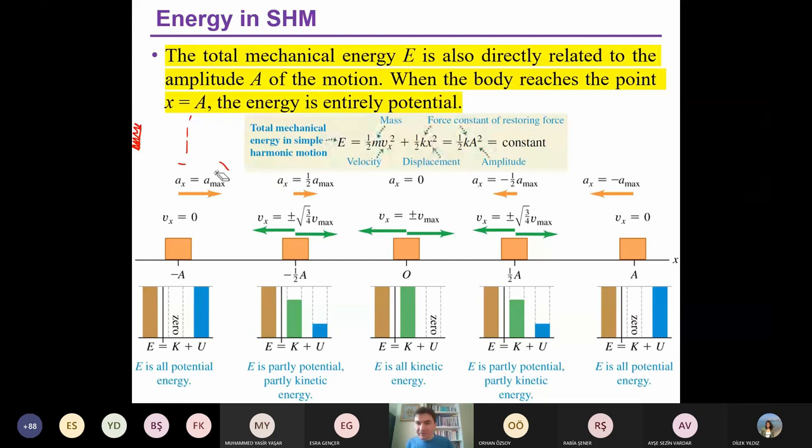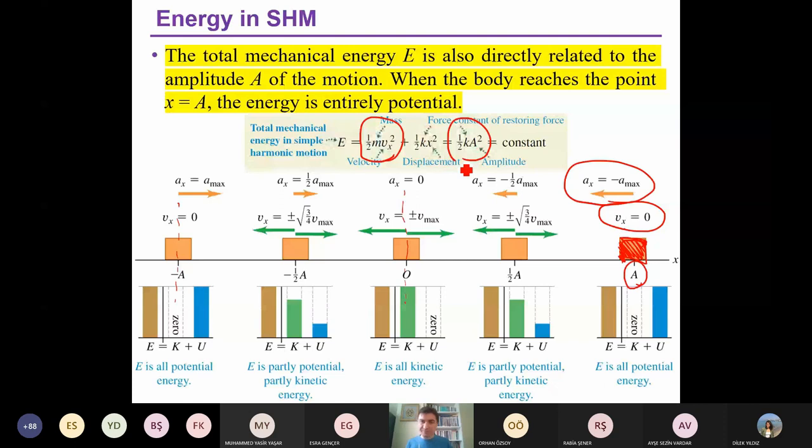So let's consider that we started from this position. X is equal to a, maximum stretch position, and this is the equilibrium condition. X is equal to zero. This is the negative a, okay? So here, momentarily, velocity is zero, Vx is zero, and we have maximum acceleration along the negative x direction. Here, since velocity is zero, kinetic energy in the total mechanical energy is zero, and the total mechanical energy is given only with the elastic potential energy. Look at this one. This is the total mechanical energy. Kinetic energy is zero, and elastic potential energy is maximum at this condition.